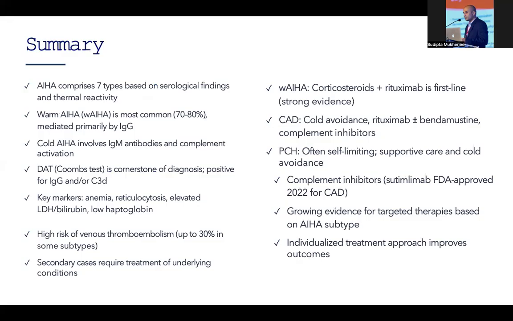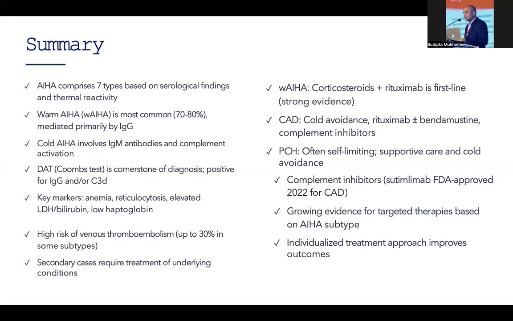So to summarize, autoimmune hemolytic anemia comprises different varieties of disease with different serological findings and thermal activity. So the treatments are different. Most common is the warm variety, up to 80%, IgG mediated. Cold variety is IgM and complement mediated. Direct antiglobulin test or Coombs test is the cornerstone. It will be positive for IgG or complement 3 depending on the type.